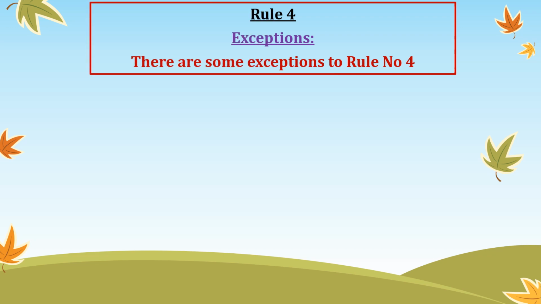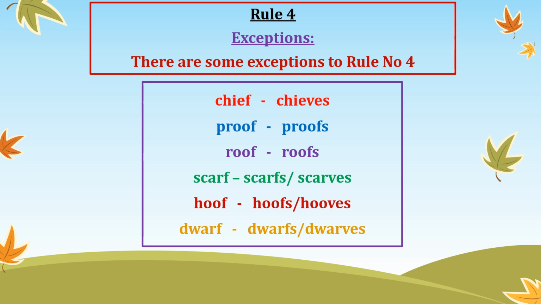Now this rule number 4 has certain exceptions. There are some words who don't listen to rule number 4. They are naughty ones. Let us see who these naughty ones are. The first one here is the word chief. It is ending with F. So we should cut F and use VES. But you know what? The word chief is very bad. It is not letting us do that. And this word says, I want my plural with just S. So, chief's plural is chiefs.